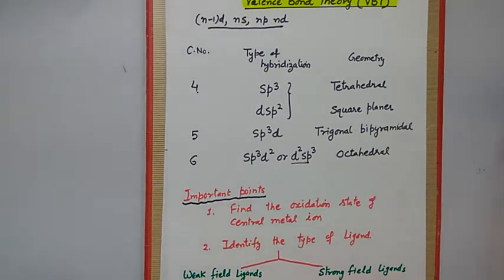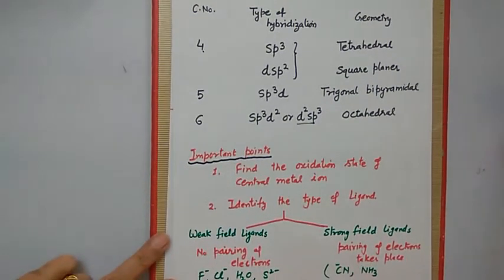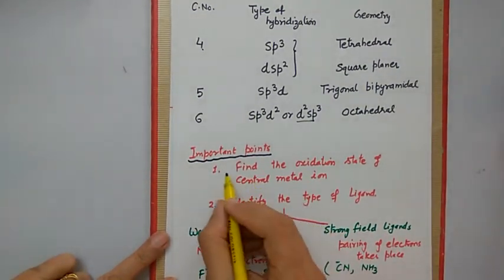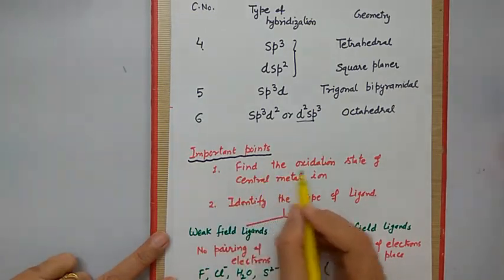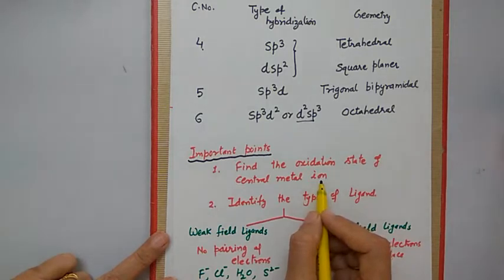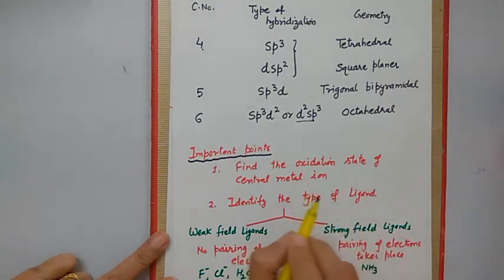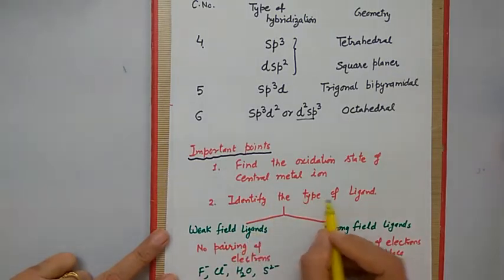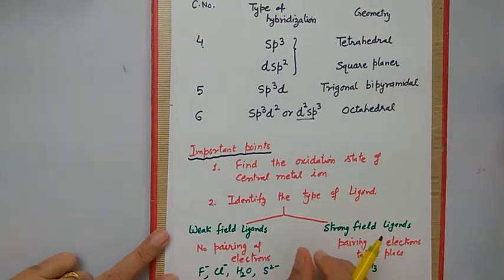Now the two important points that you must keep in mind before explaining the bonding in coordination complexes on the basis of valence bond theory. One, you should know how to find the oxidation state of the central metal ion. This I very clearly explained in my previous video. Then second, you have to identify the type of ligand.